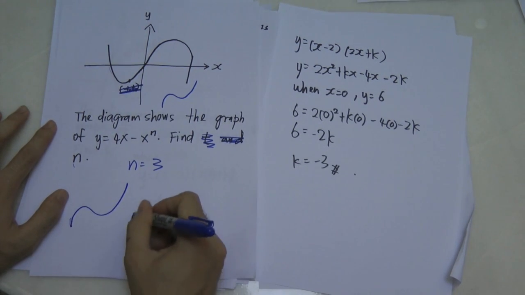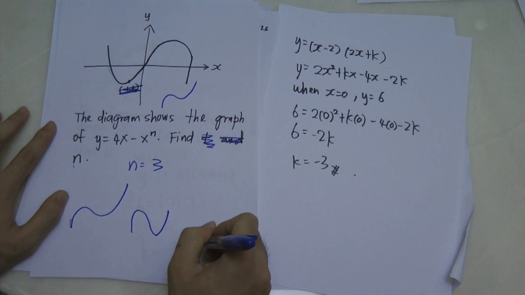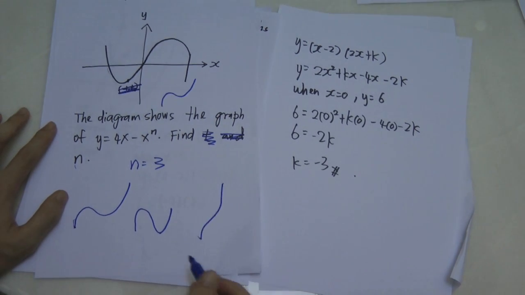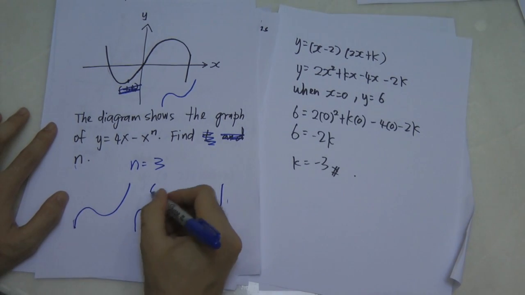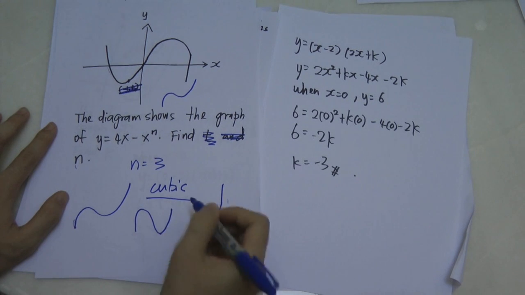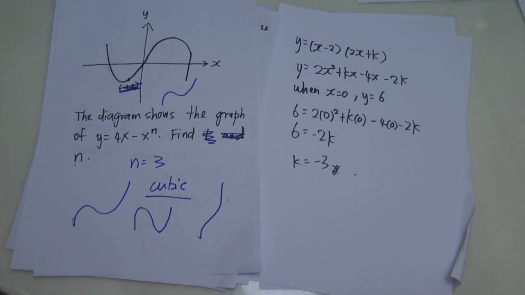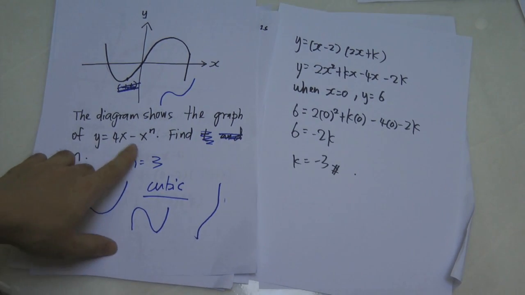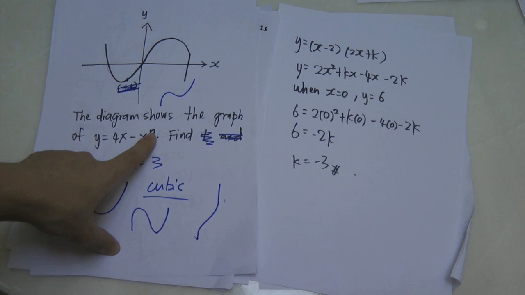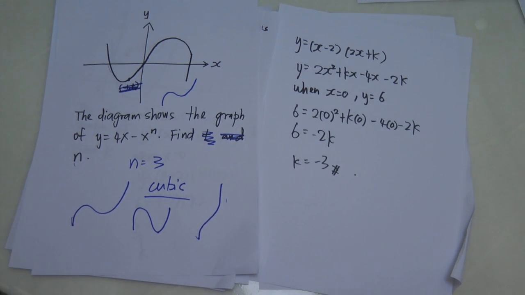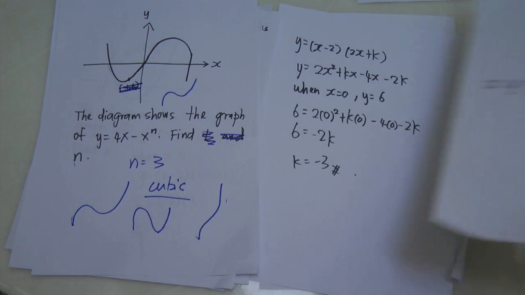Alright, because a cubic graph can be like this, or it can be very straight. Alright, all of these are called cubic graphs. Okay, the cubic graph is the one that may be hard to recognize. But then we know that for a cubic graph, you will have x power of 3. Alright, yes, so let's go to the last one.